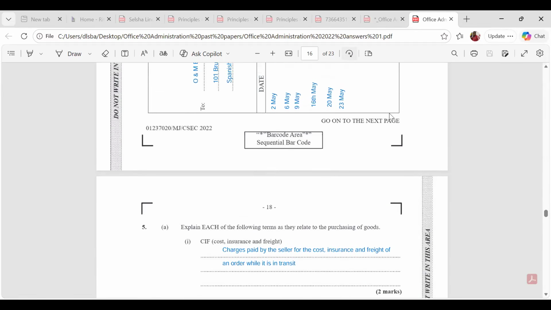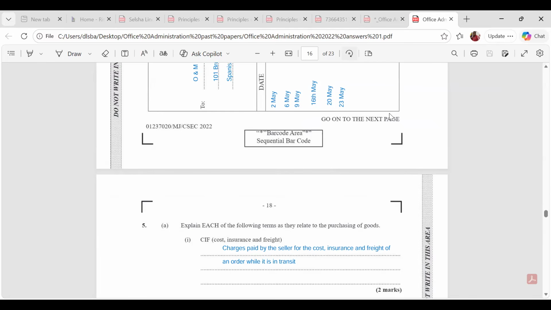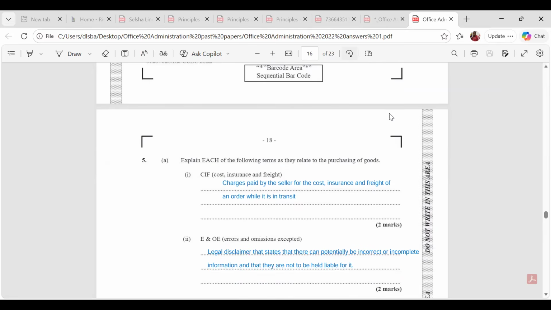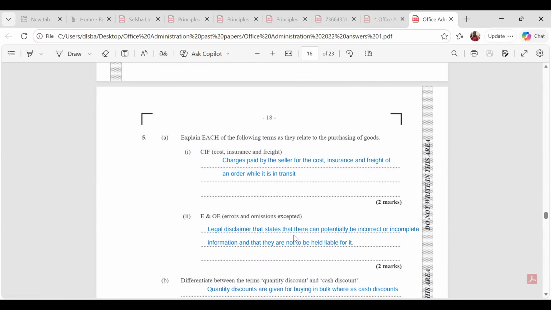Number 5, cost, insurance, freight. The seller covers the cost all the way to the destination, with the shipping costs and the insurance. Errors and omissions accepted. We know that any errors that were made in any documents can be corrected. The company is not going to be legally bound by any errors.